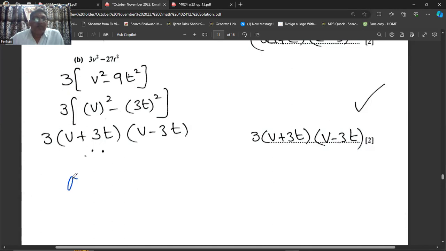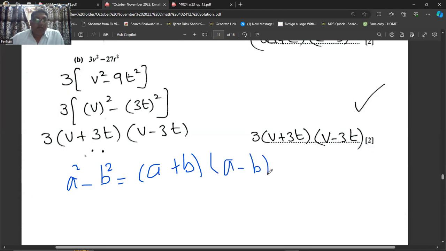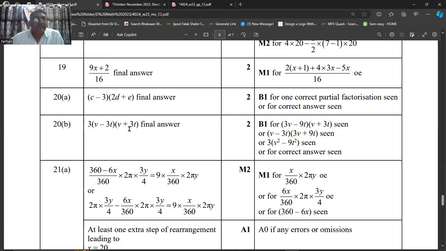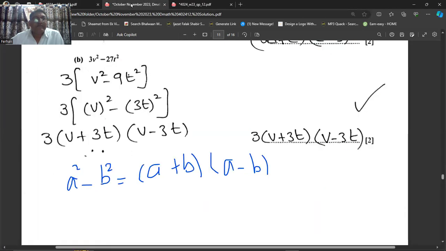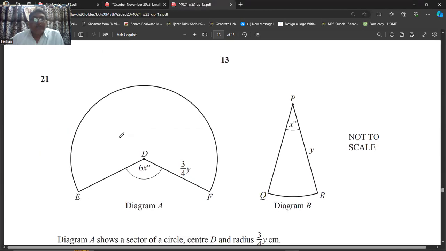Hopefully you remember this formula, that a square minus b square is equal to a plus b, a minus b. So let's check. Our answer is right. This is the solution. This is the formula which I used there.